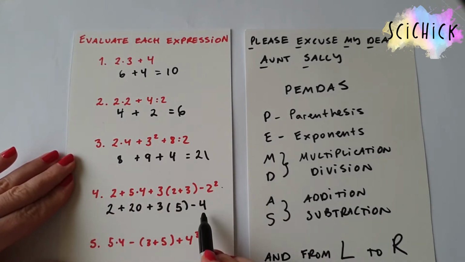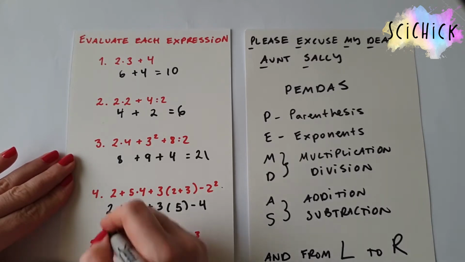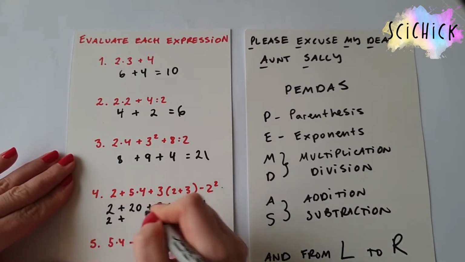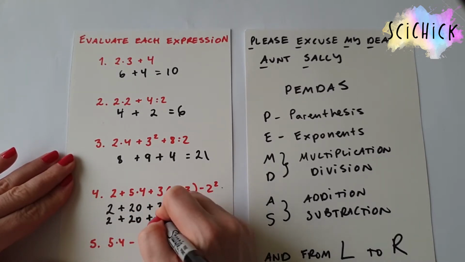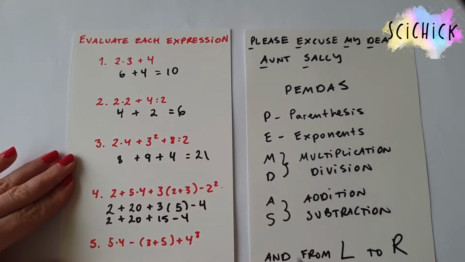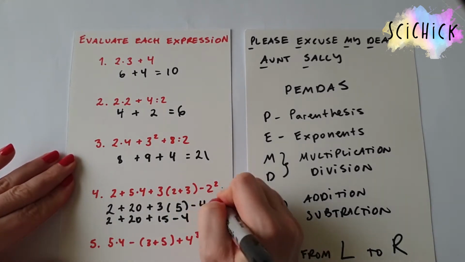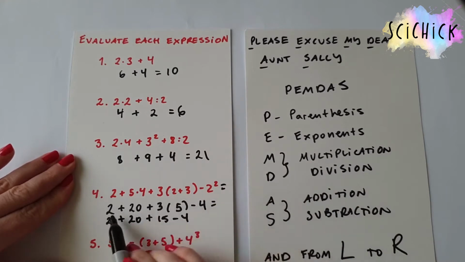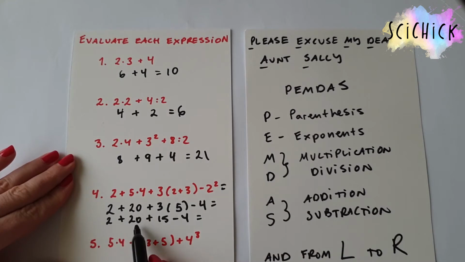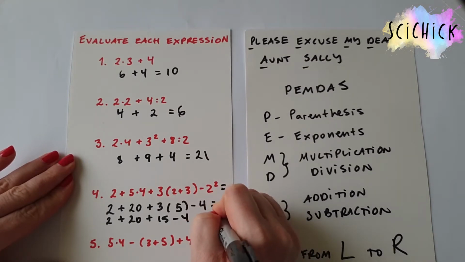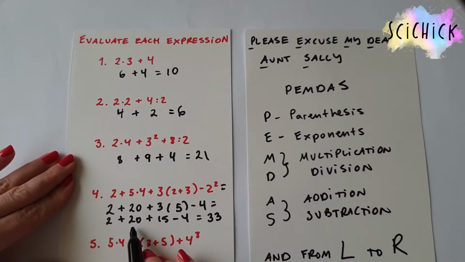And now I only have multiplication here. So I'm just going to write it all over again. 2 plus 20 plus 3 times 5 is 15. I do this just to make it a little bit easier for you to read. I'm just going to write an equal sign here because this equals this equals this, you know? Okay. So 2 plus 20, 22. Plus 15, 37. Minus 4, 33.